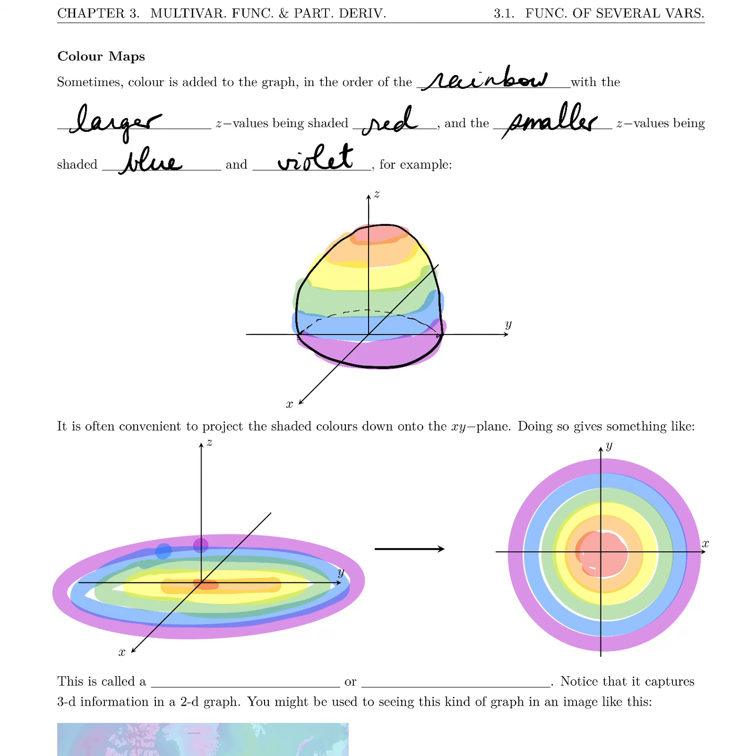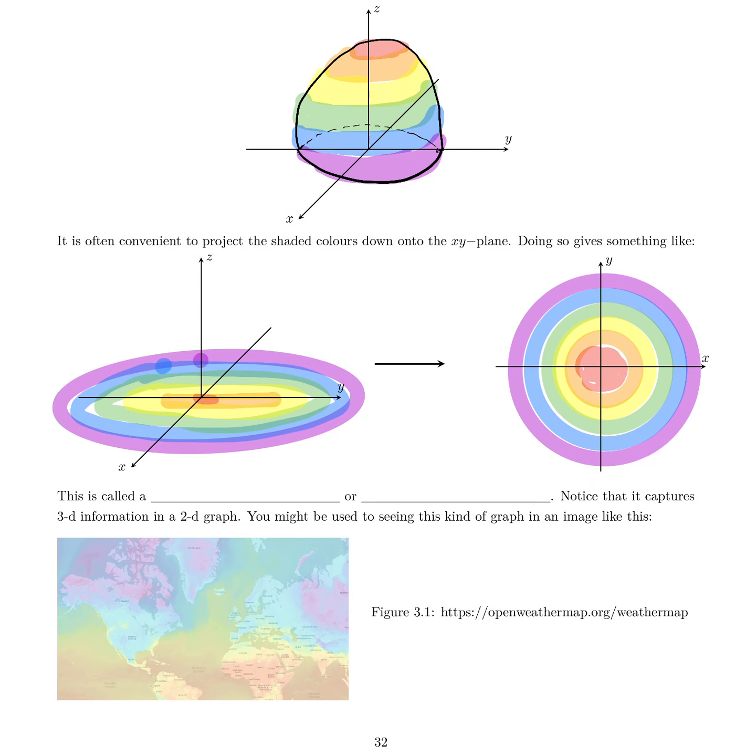This kind of graph is called, well, let's show you the picture. This kind of graph is called a color map or color plot, or sometimes a temperature map or plot. And the reason that it's called that is from the kind of image that you've probably seen before.